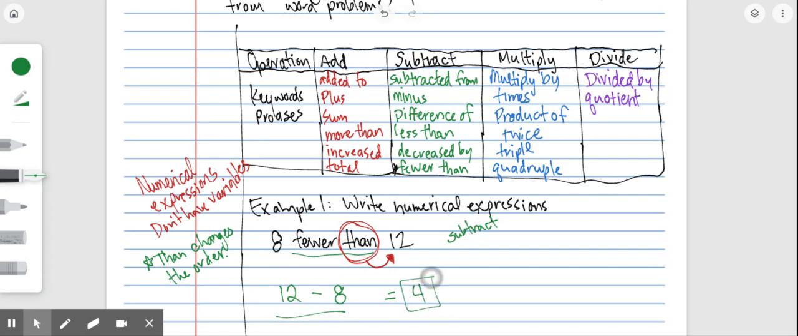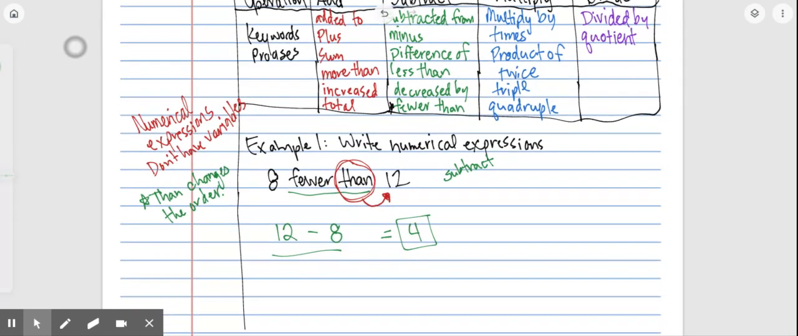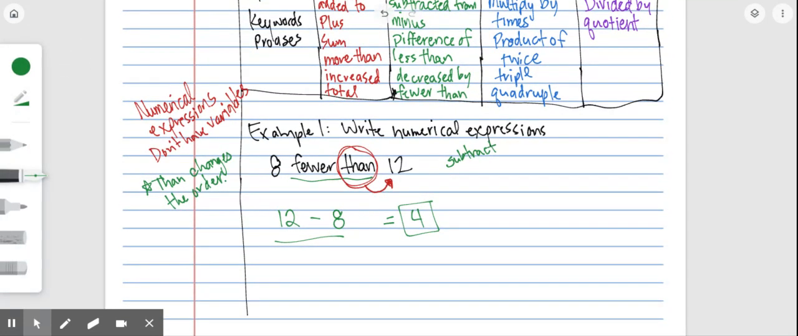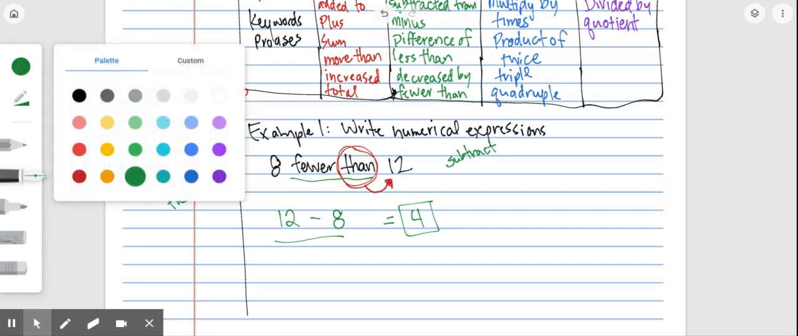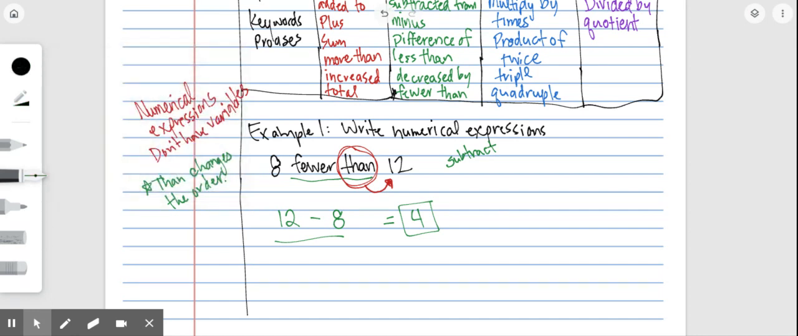So when you write numerical expressions, I want you to write them and then evaluate them. I don't want you to just think in your head, oh, I know 12 minus 8 is 4. That's not the point. The point is that we should be able to write the expression first, because tomorrow we're going to talk about algebraic expressions which have variables in them, and they are way harder to write than these ones. Okay, so let's try another problem.